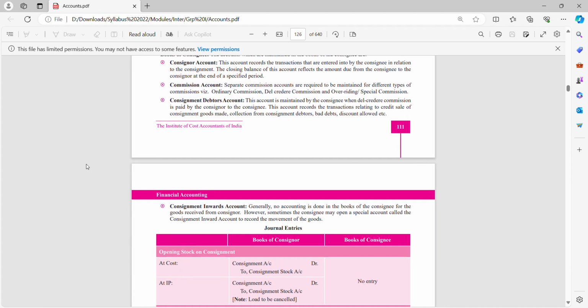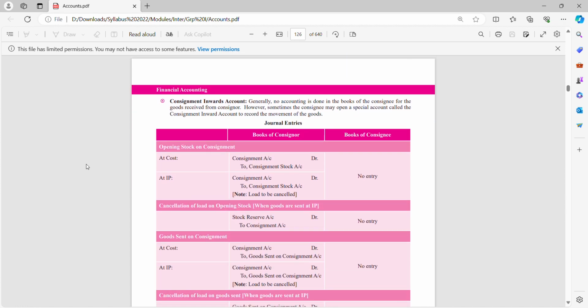So if you see, you will have one consignment account. Here you will have one consignor account, consignee account, consignment inward account, commission account, consignment debtors account. They are optional accounts if the question requires. Otherwise, consignment account, consignee account, consignor account, they are compulsory accounts. Without those accounts, you cannot complete your sum. Let us have a look towards journal entries.